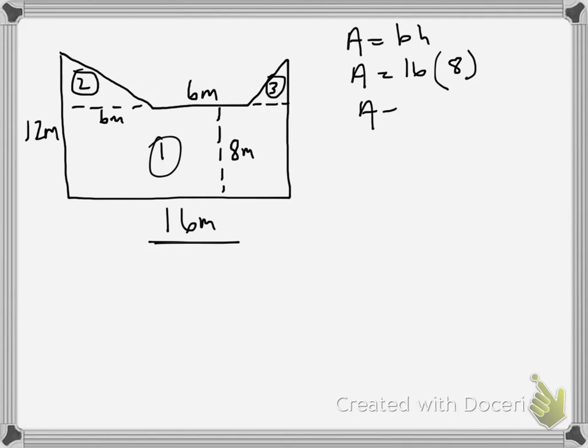And if I multiply 16 times 8, I get 128, and that is meters squared. So I now know that my rectangle is all taken care of. That's 128 meters squared. Let's move on to the triangles. So I'll move on to shape number 2, and that's a triangle. So I'll put in my area of a triangle formula, 1/2 base times height, or base times height over 2, whatever you want. Now, let me think about this.